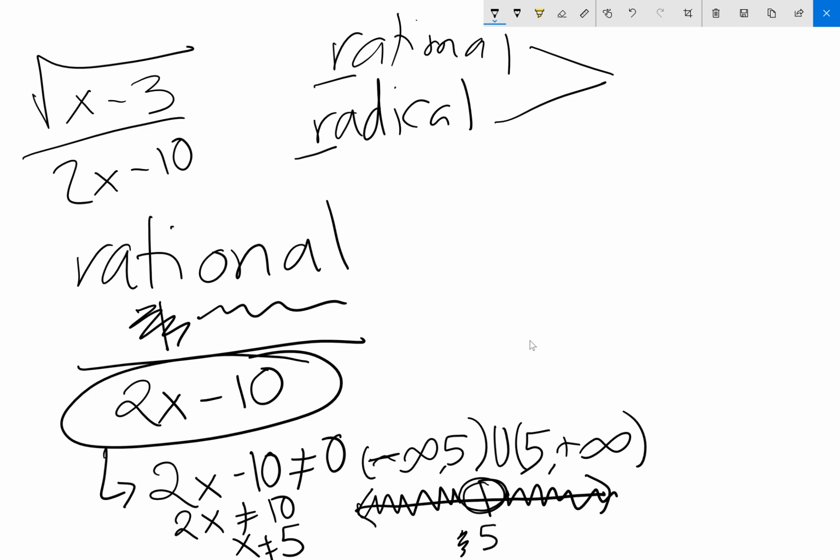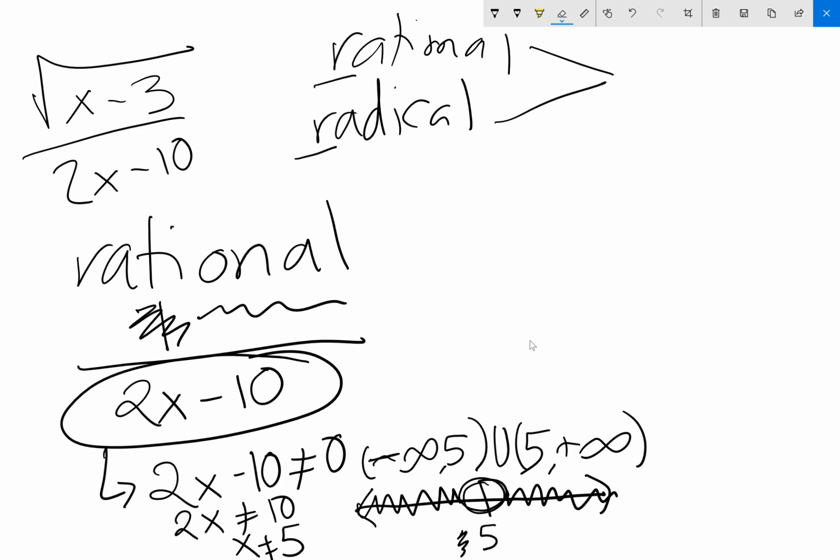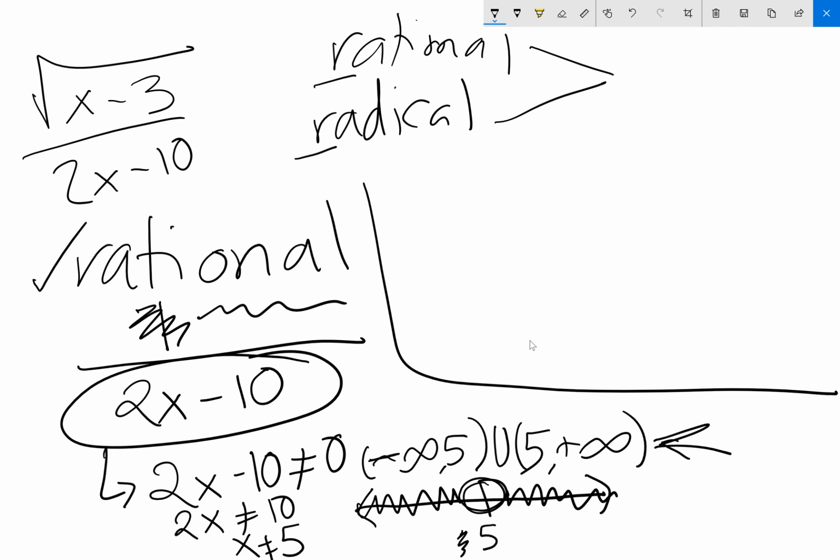Now, if it was just like 2x squared over 2x minus 10, that would be the domain, because the only rule that could possibly be broken is the denominator rule. But we're not done yet, right? But it's important to note that this is how the interval notation of the domain would look like for that kind of problem. So we figured that out. Now we need to look at the radical part of it.